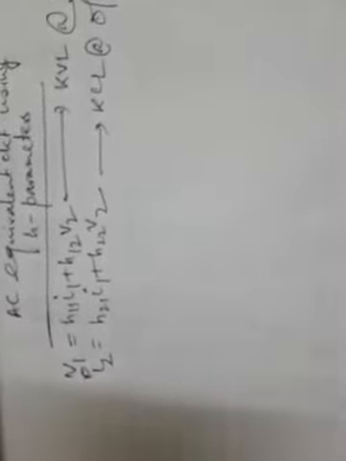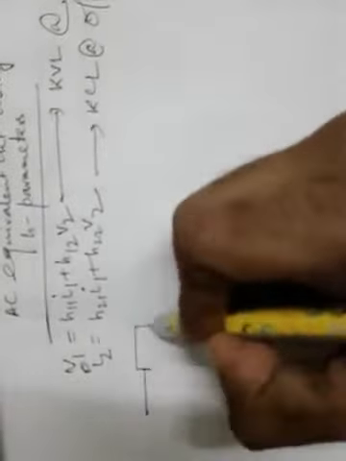This equation should be found by KVL at the input circuit, and this equation can be found by using KCL at the output circuit. So accordingly the hybrid equivalent circuit, or the AC equivalent circuit, of the given two-port network can be designed. So I am first drawing the circuit.